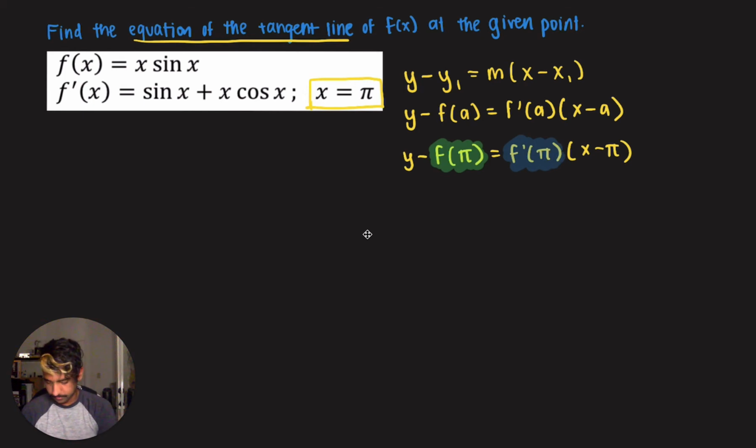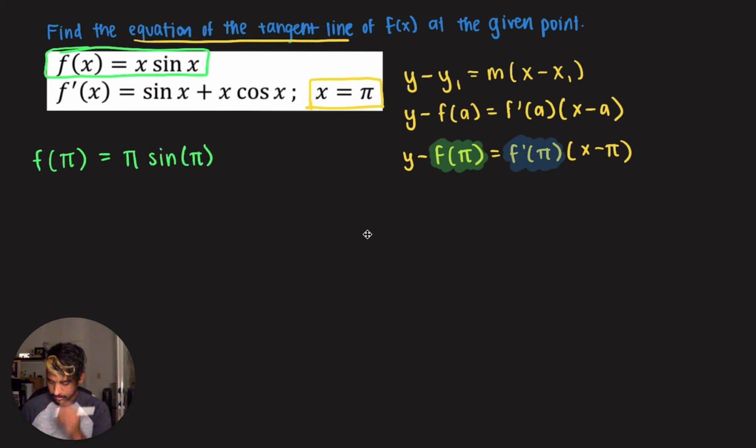For f of pi, I'll do that over here. When we're finding f of pi, we're just plugging that into our original f of x equation. And so everywhere I see x, I'm going to replace that with pi. So pi sine of pi. From the unit circle, I know that sine of pi, I'm going to draw a little mini unit circle, pi is right here. And so sine of that point is 0, so this is going to be pi times 0, which will equal 0. So I know that f of pi equals 0.